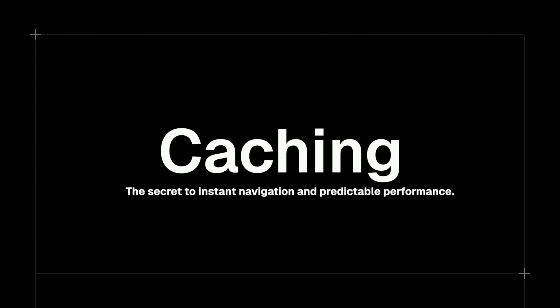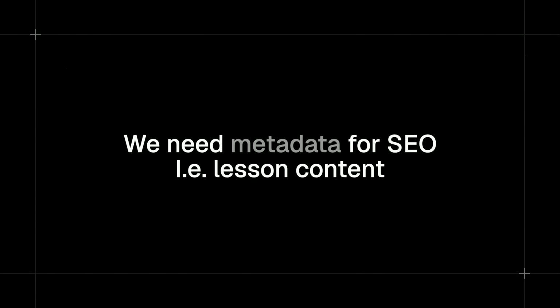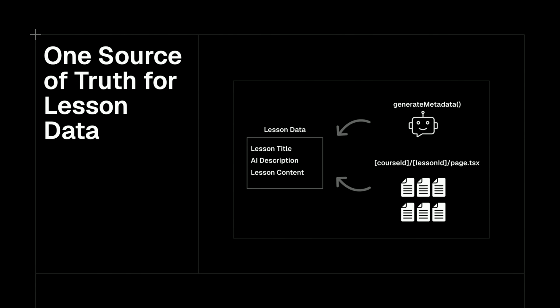The next word is caching. We talked a lot about it in the keynote today, but this was truly one of the reasons why my platform felt instant. The secret to instant navigation and predictable performance. So this was one of the challenges. I needed metadata for search engine optimization, such as lesson content, but I also needed the same data on the page because I wanted to provide that same data to search engines, but I also wanted to show that to my users so they could access it, which means I wanted to keep one source of truth for lesson data.